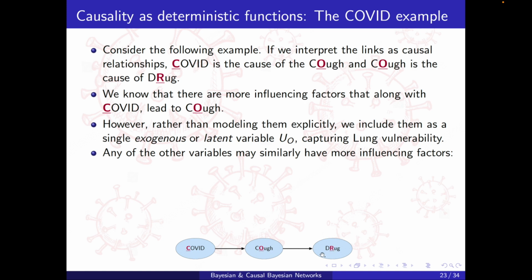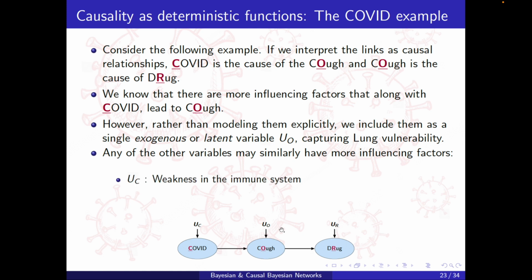Taking the drug does not just depend on cough, and COVID also has causes. It's not that nothing can cause COVID. There are some things causing it. So we denote all of these external variables in this form: U_C, U_O, U_R, where U_C stands for weakness in the immune system, U_O for lung vulnerability, and U_R for willingness to take medicine.